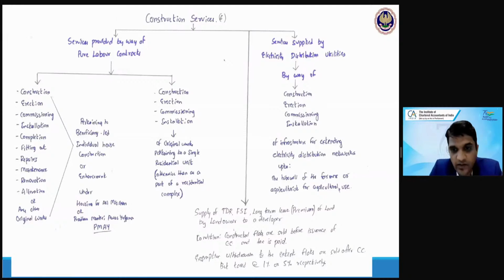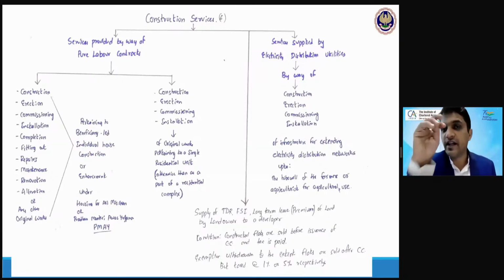Now, this exemption is very important in terms of supply of TDR, FSI, or long-term lease of land by the landowner to a developer. So what does it say? What is a TDR, FSI? First, we'll understand this. FSI is floor space index, and TDR is a right which you are getting for construction of extra floor.